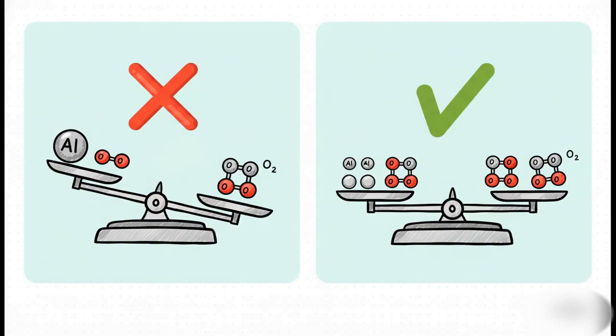If we react aluminum with oxygen, we get aluminum oxide. But as you can see on the left, that initial equation is all out of whack. It's unbalanced. So how do we fix it? We add what are called coefficients, those big numbers out in front. By putting a 4 in front of the aluminum and a 3 in front of the oxygen, we create a total of 4 aluminum atoms and 6 oxygen atoms on the left. And this perfectly balances the 2 molecules of aluminum oxide on the right, which also have 4 aluminum and 6 oxygen atoms. The scales are now perfectly balanced.